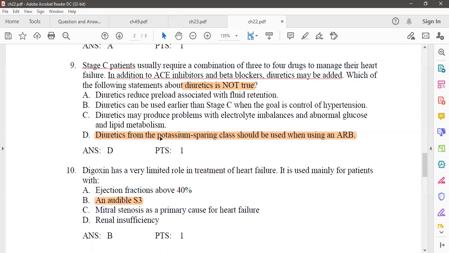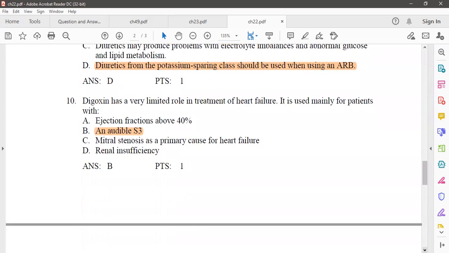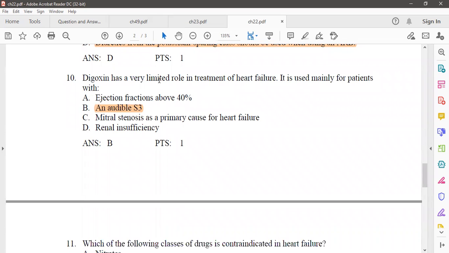Diuretics from the potassium sparing class should be used with an ARB, angiotensin receptor blocker. Potassium sparing means spironolactone, and it and ARB should never ever be used together. It is dangerous for the patient. Digoxin has a very limited role in the treatment of heart failure. It is used mainly for patients with an audible S3 sound.